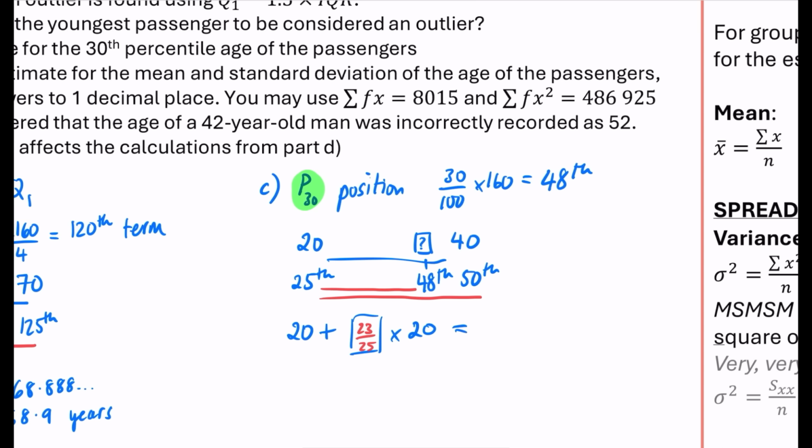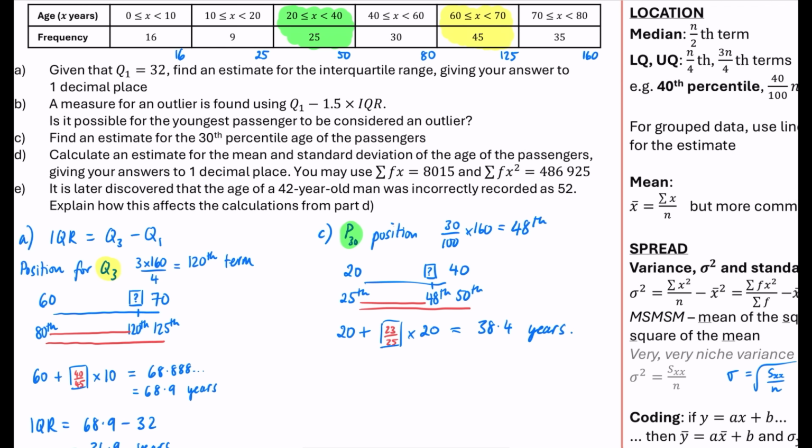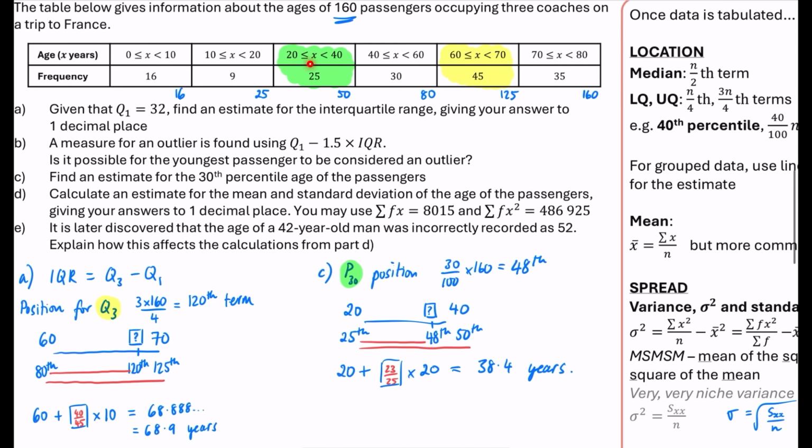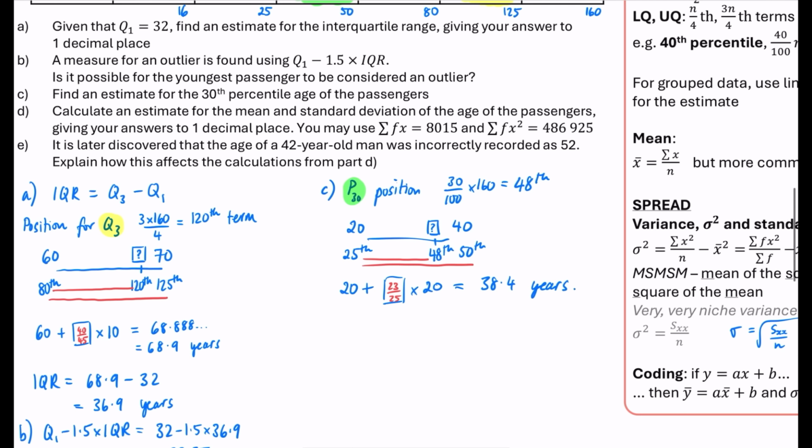So I'll quickly do that on my calculator. And I have 38.4 years. So the 30th percentile is 38.4 years. Now, giving you a bit of context of what that means, 30% of people are 38.4 years or lower, and 70% of people are 38.4 years or older. And obviously this is an estimate, and we've used linear interpolation, which means we are presuming that the ages of these people are equally distributed in these groups. In reality, they may not be equally distributed, in which case this theory of linear interpolation is not going to hold up very well.